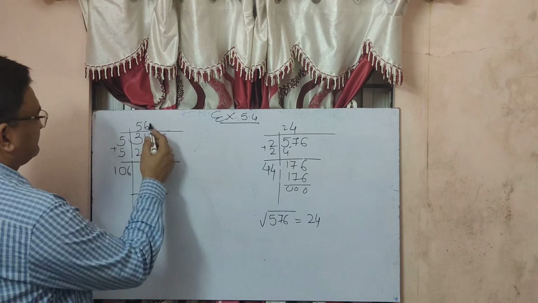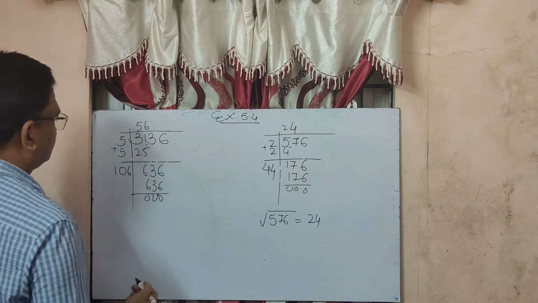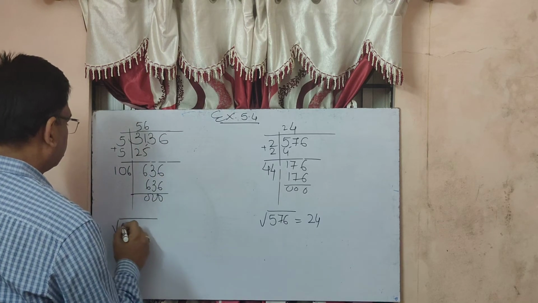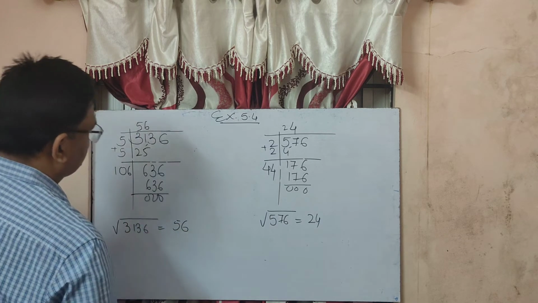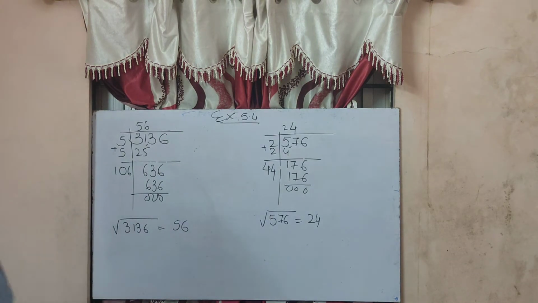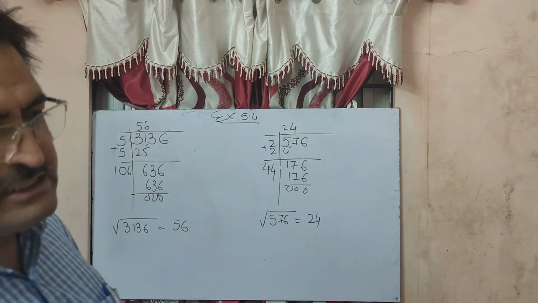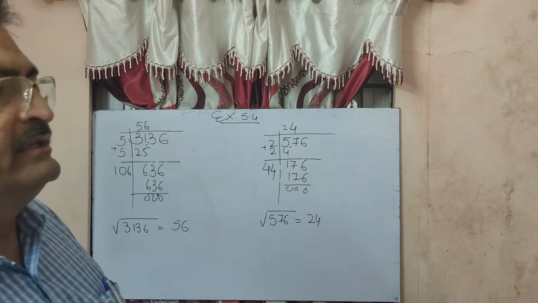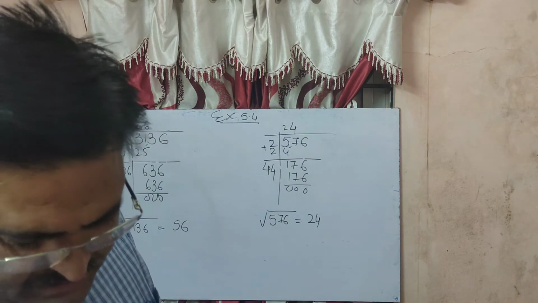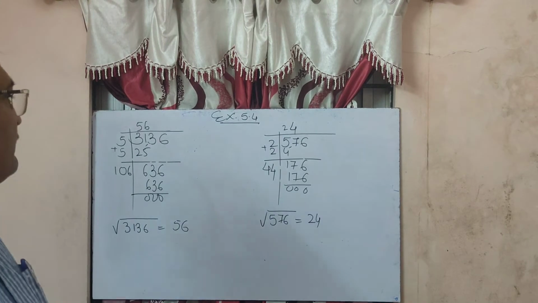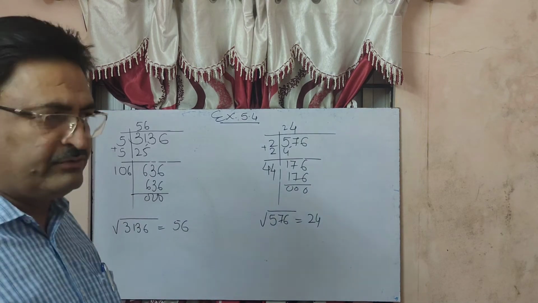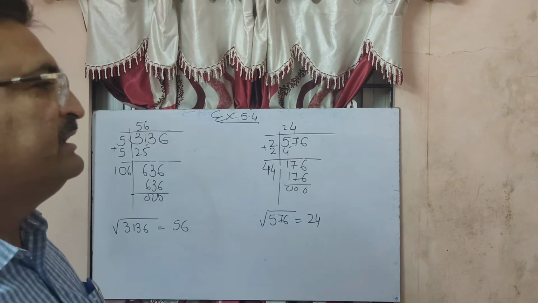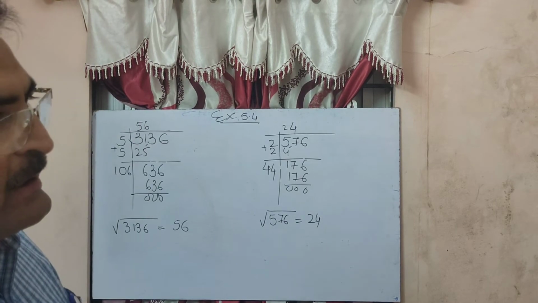106 into 6 is 6 6s are 36. So like that. Again, 3136 is equal to how much? It is 56. Very simple. Just remember which perfect square is near to the initial number. Then you can solve as many examples as you like within a second. So this is how the direct method is used to find the square root of any big number.